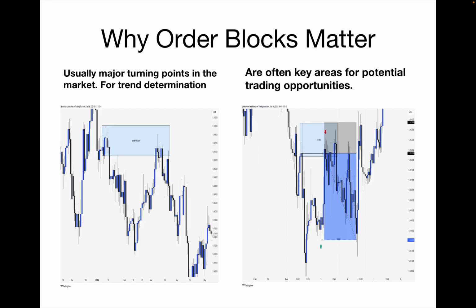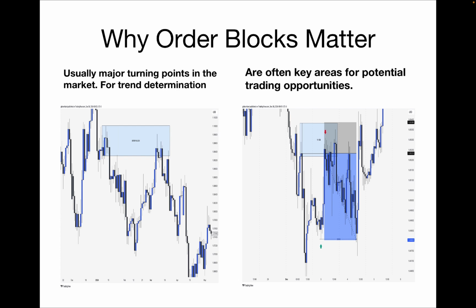Why do order blocks actually matter? I just finished explaining the fact that when you buy or sell from an order block zone, you're getting good prices. And let's say you are buying at probably a discount and you're selling from premium. So why do they matter?